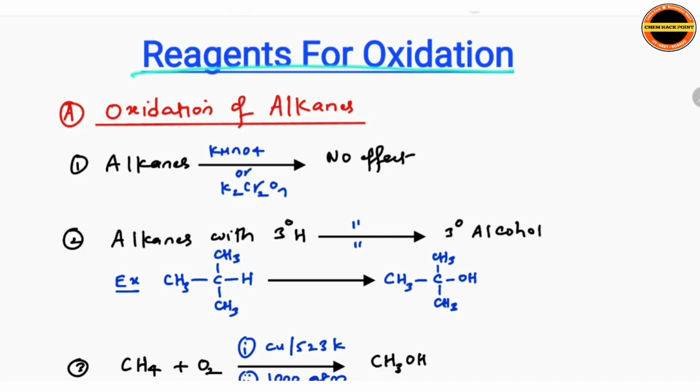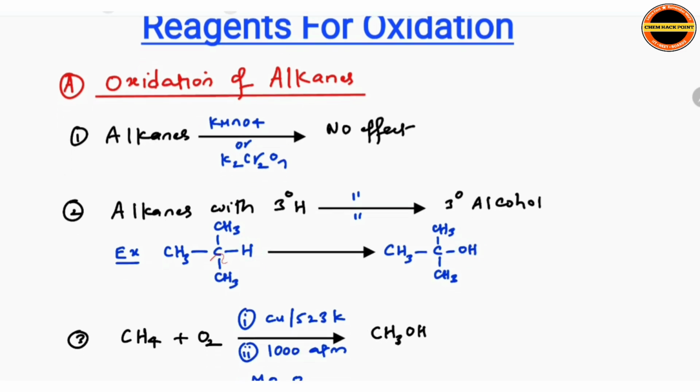Reagents for oxidation. First, starting with oxidation of alkanes. KMnO₄, K2Cr2O7, any one you can use. Alkanes here: no effect, no further reaction. Alkanes with tertiary hydrogen can form tertiary alcohol. Like you see, here it is a tertiary carbon. So alkanes with tertiary hydrogen can form tertiary alcohol. Tertiary alcohol obtained.